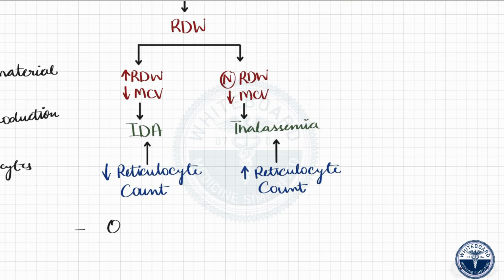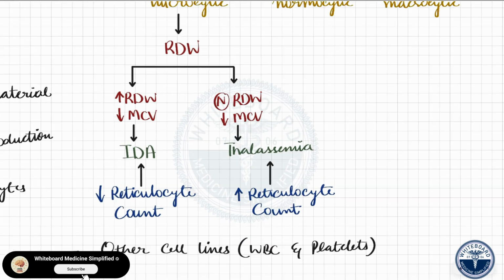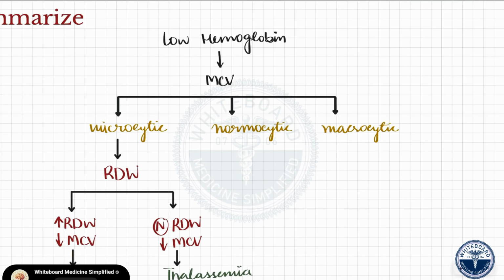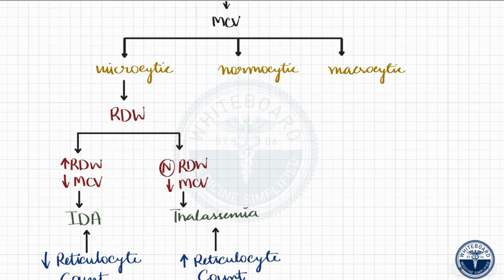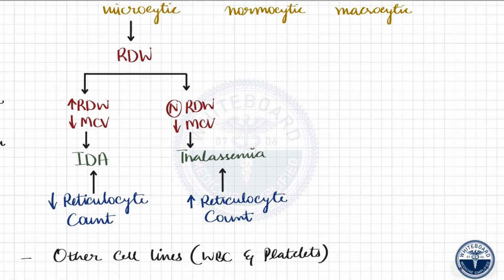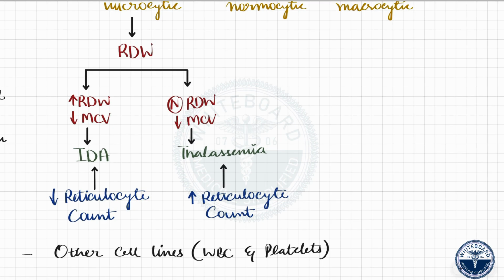Finally, we evaluate the other cell lines, WBCs and platelets, to determine whether the problem is isolated to red cells or part of a broader bone marrow or systemic process. By following this sequence, confirm anemia, check MCV, assess RDW, interpret reticulocyte response, and review WBC and platelet counts, we can systematically narrow down the underlying cause of anemia.